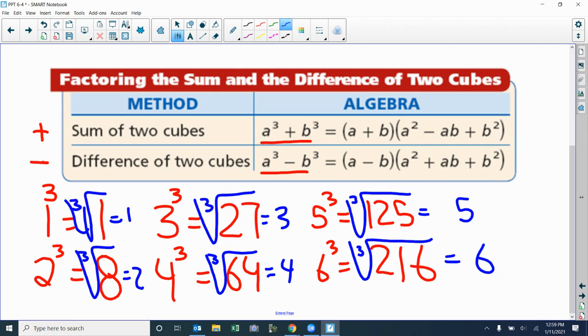You're going to need those. You need to recognize those numbers. They're different than the squares. 1, 8, 27, 64, 125, 216.